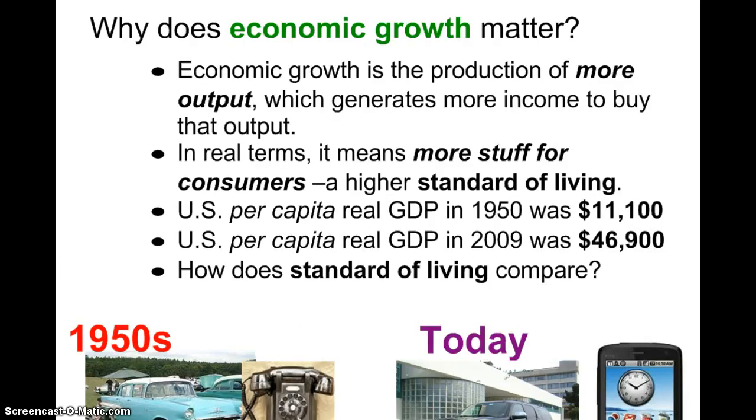But if you think about the 1950s, you will realize that our per capita real GDP in 1950 was about $11,000. And this is in constant 1997 dollars. By comparison, in 2009, it had risen to $46,900. So 4 times the real per capita GDP in 2009 that we had in 1950. So the question is, how does our standard of living compare?